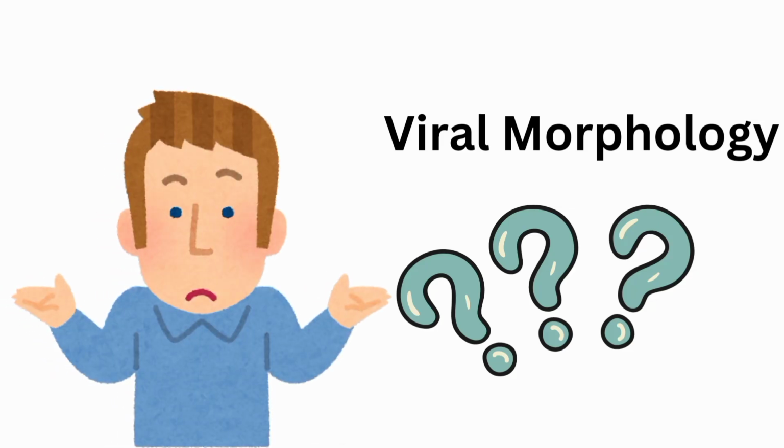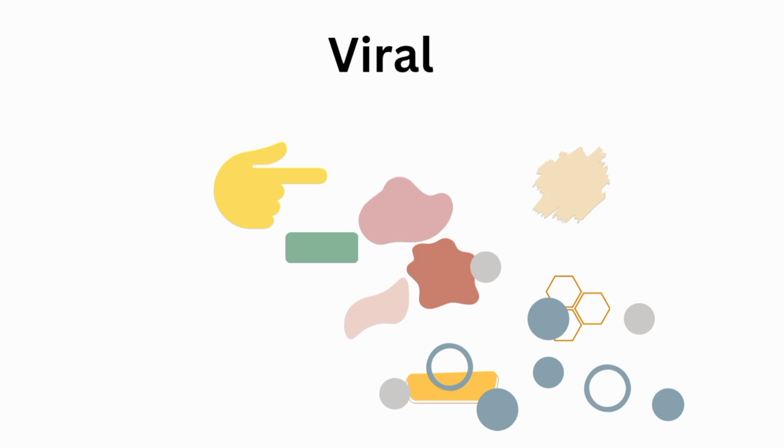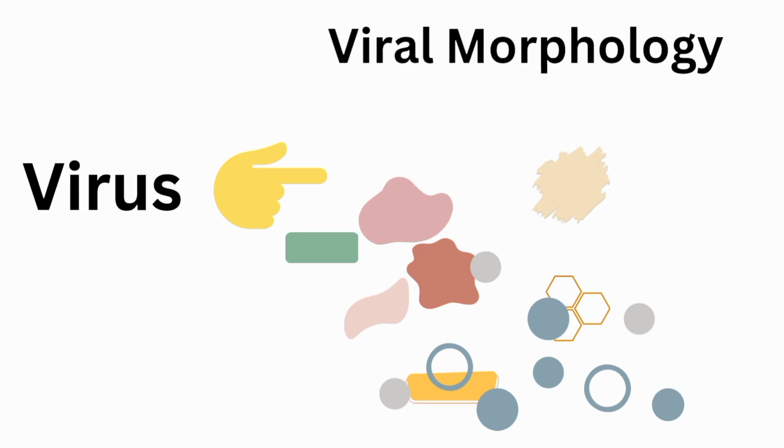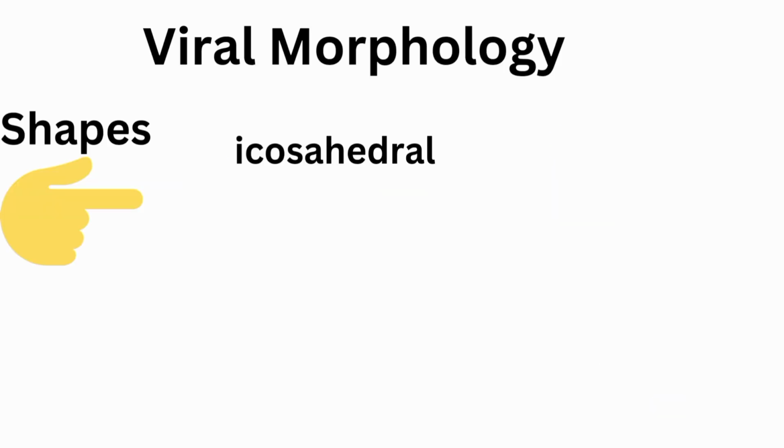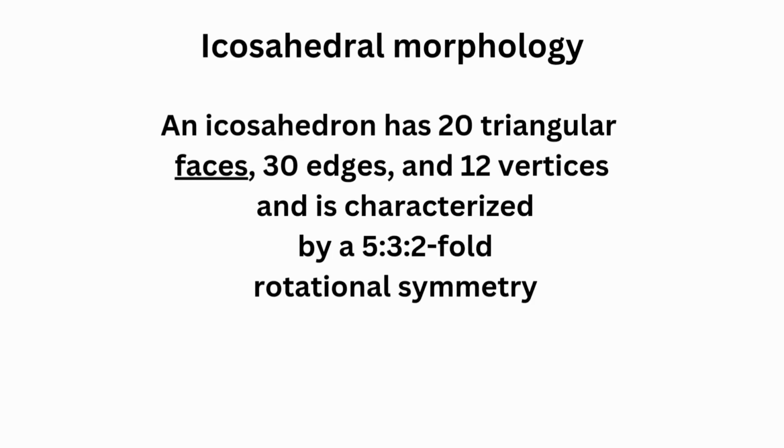Now let's head straight to virus morphology. Morphology simply means the shape or structure of viruses. A virus comes in many shapes and sizes. The shape of viruses can be classified into 4 groups: icosahedral, filamentous, enveloped, and head-tail. An icosahedron has 20 triangular faces, 30 edges, and 12 vertices, and is characterized by a 5:3:2-fold rotational symmetry.